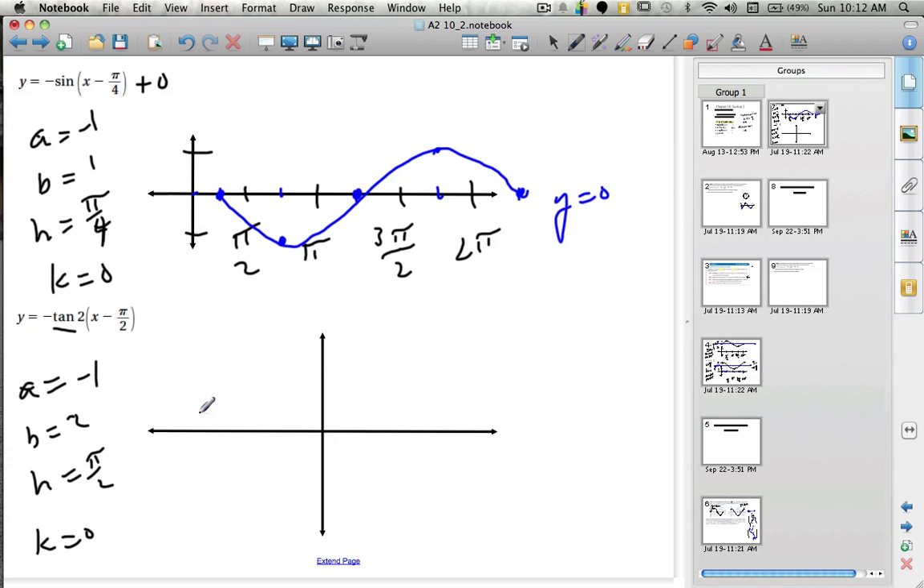Okay, so when I take my period, instead of 2 pi over b, it's just going to be pi over b. So my period is equal to pi over 2. When I start setting up, I want to go half of pi over 2, which is pi over 4. I go in either direction.